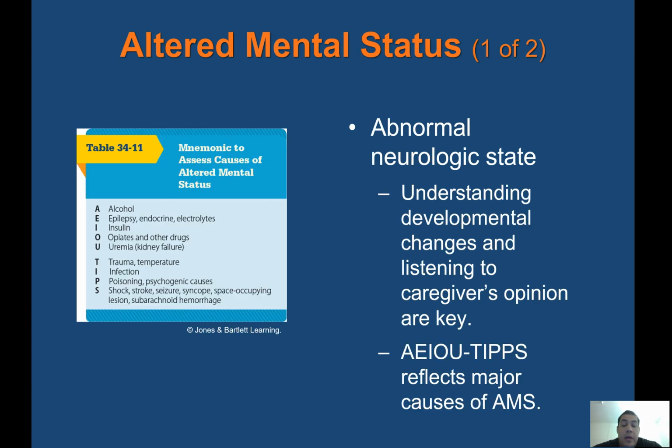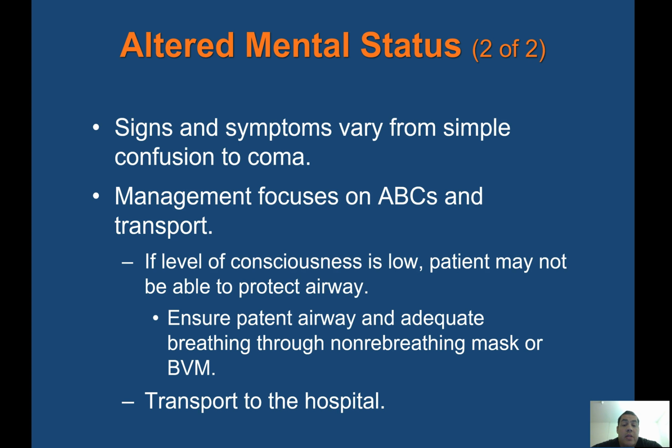Altered mental status is an abnormal neurologic state. Understanding developmental changes and listening to the caregiver's opinion are key. AEIU TIPS reflects major causes of AMS. So remember, we've gone over this. Any ALOC patient, you want to go through AEIU TIPS to rule everything out. Signs and symptoms vary from simple confusion to coma. Management focuses on ABCs and transport. If level of consciousness is low, the patient may not be able to protect the airway. Ensure a patent airway and adequate breathing through a non-rebreather mask or BVM. Transport to the hospital.